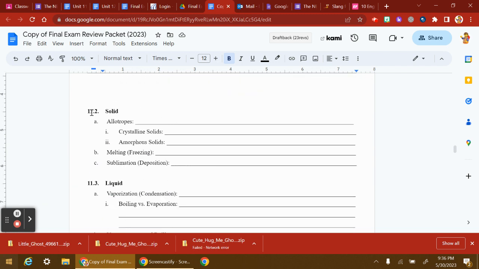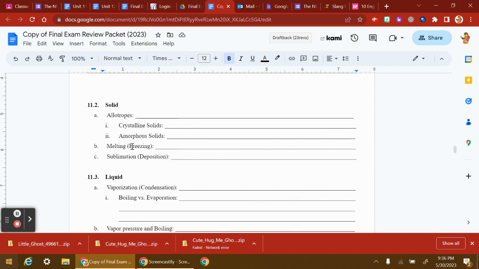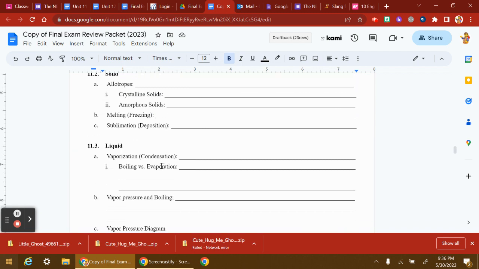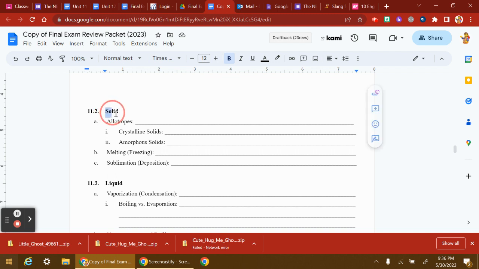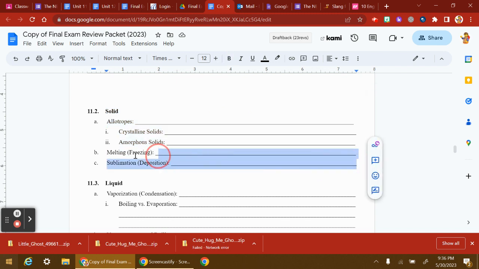This unit also contained a chapter on solids and on liquids, not gases, though, since as you now know, we had a whole chapter on it. For solids, you need to know some terms. What are allotropes? What are the differences between crystalline and amorphous solids? And you need to know what the phase changes are. What does it mean for something to melt and to freeze? What does it mean for something to undergo sublimation? This is something that's going to come up on the final. All right, these are terms that describe a solid turning directly into a gas without going through a liquid phase. I showed you some dry ice to demonstrate that.